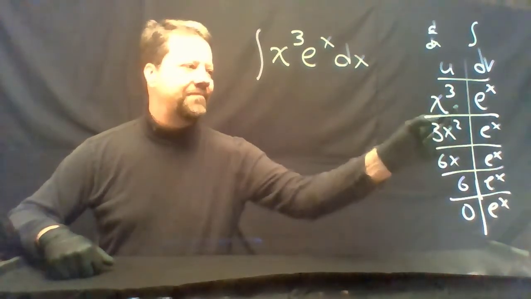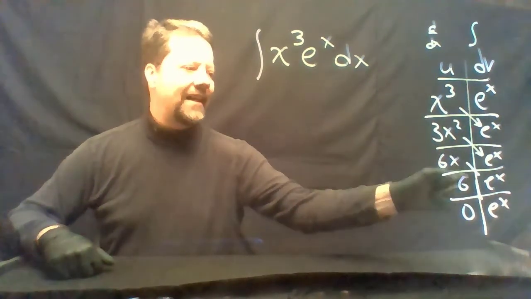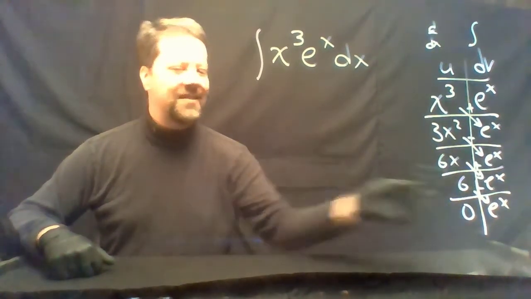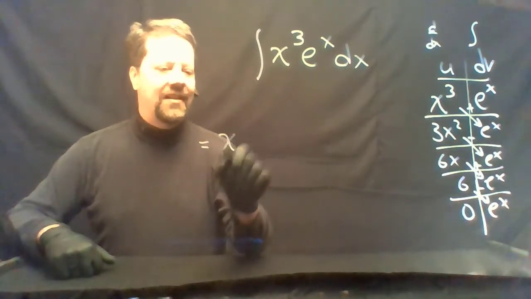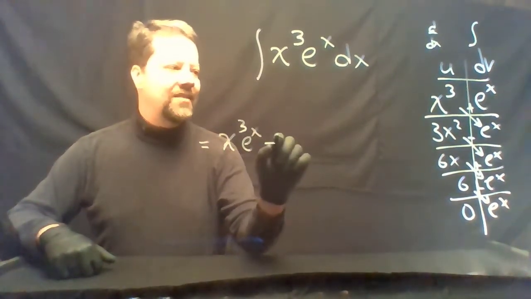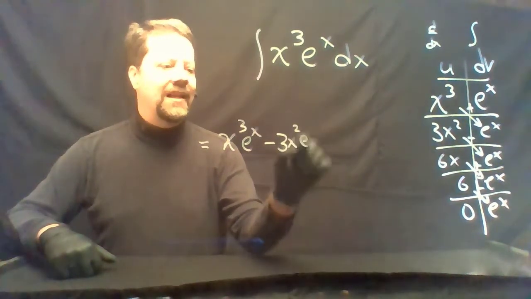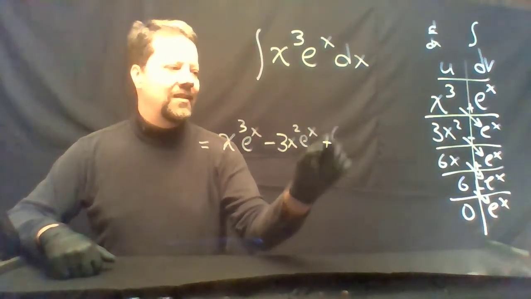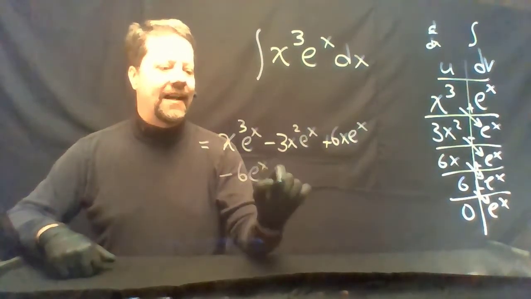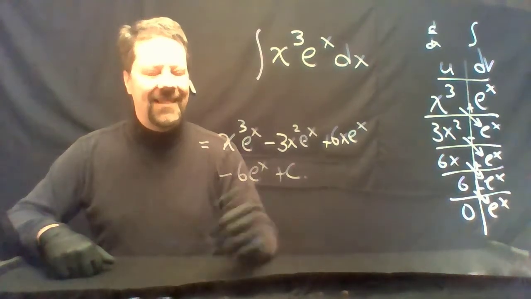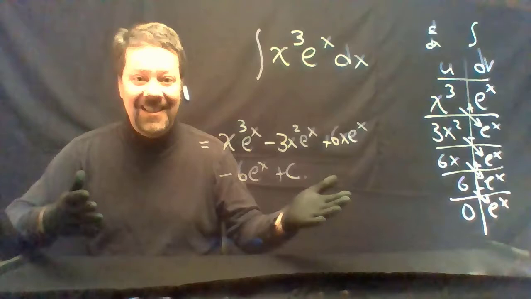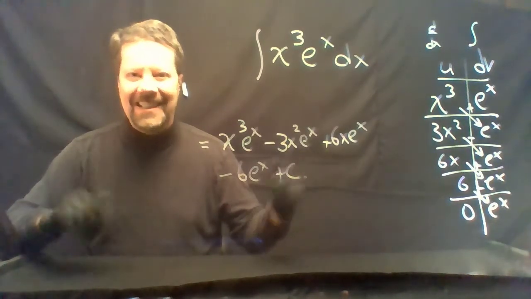That's where you stop. Multiply down diagonals and alternate signs, plus, minus, plus, minus. The answer is x cubed e to the x minus 3x squared e to the x plus 6x e to the x minus 6 e to the x plus c. Don't forget the plus c. Awesome! This is so amazing. You gotta love it.